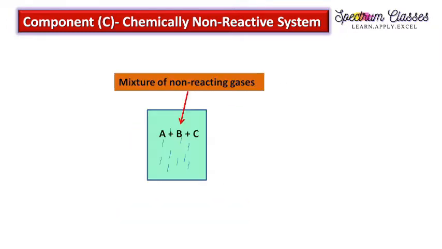Now coming to the mixture of gases. Suppose we have a non-reactive mixture of gases A, B and C, where A is hydrogen, B is helium, and C is argon. This is again a non-reactive system, that is, these gases are not reacting with each other.